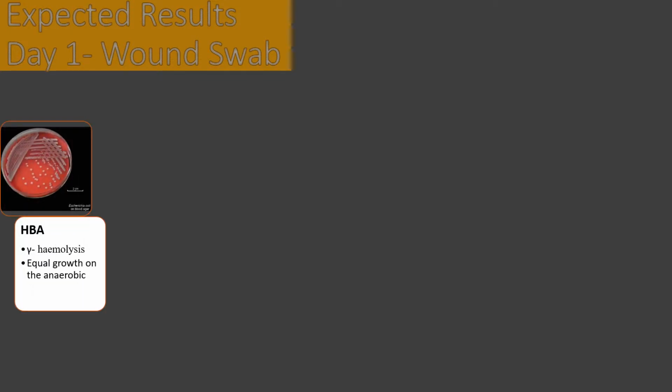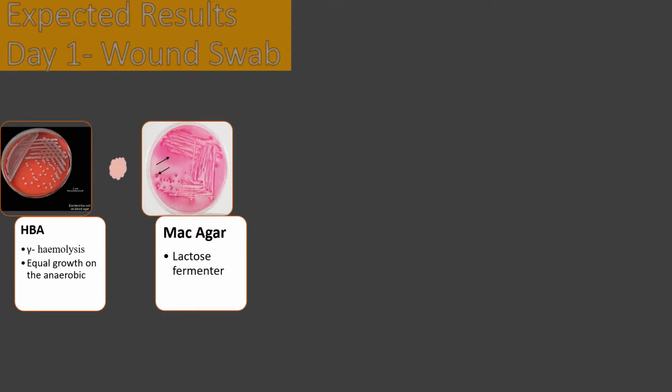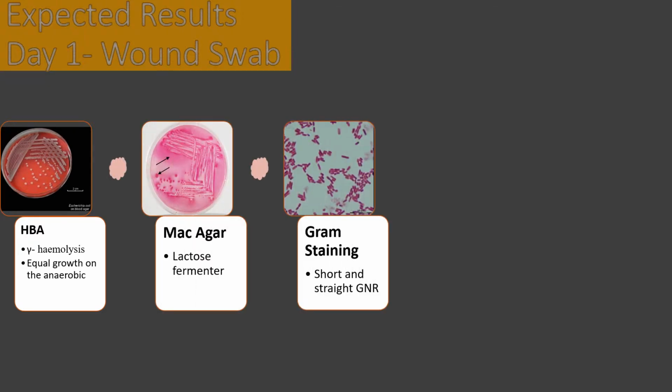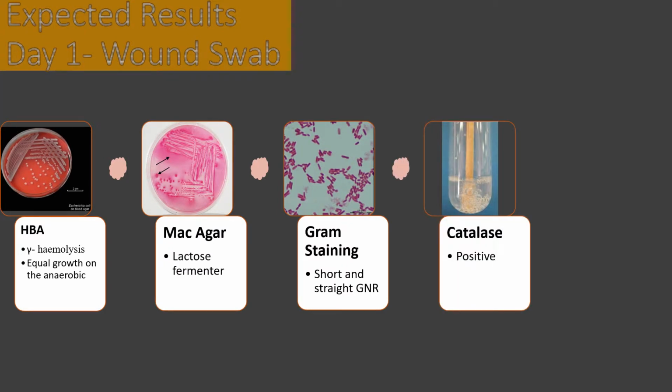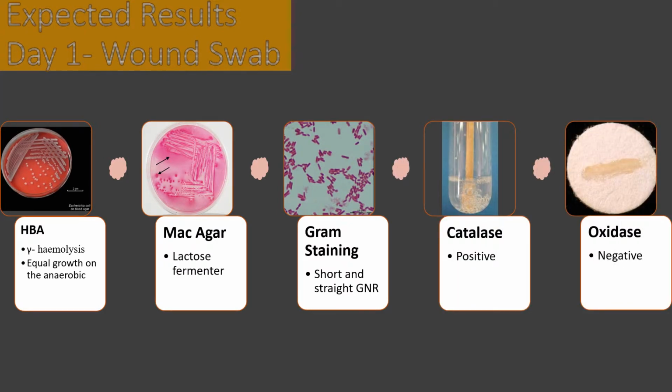Expected results on day 1 for wound swab. We saw equal growth of gamma hemolytic colonies on both the aerobic and anaerobic, lactose fermentative pink colonies on MAC, gram-negative short and straight rods, catalase positive, oxidase negative, all of which indicate an Enterobacteriaceae, which is why we performed an API 20E.